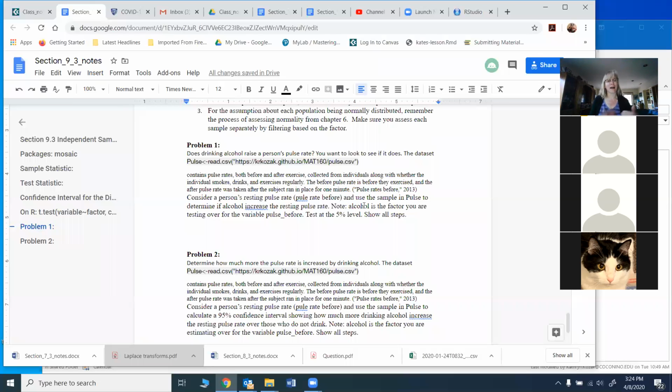In other words, if I drink alcohol and you don't, is my pulse rate different or increased over yours? You'd need to know if they drank alcohol or not. So I need to know if they drink alcohol or not, and then what would I want to do? So what would I have to do? If you want to know if alcohol affects something, what would you need?